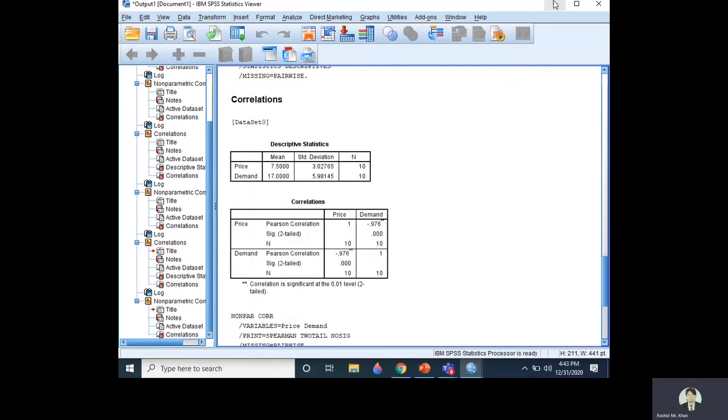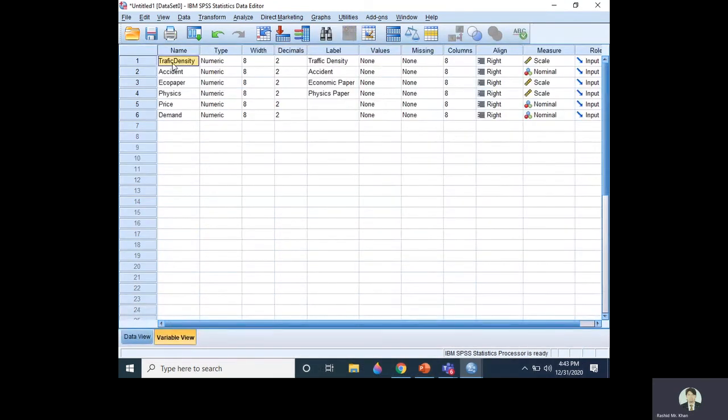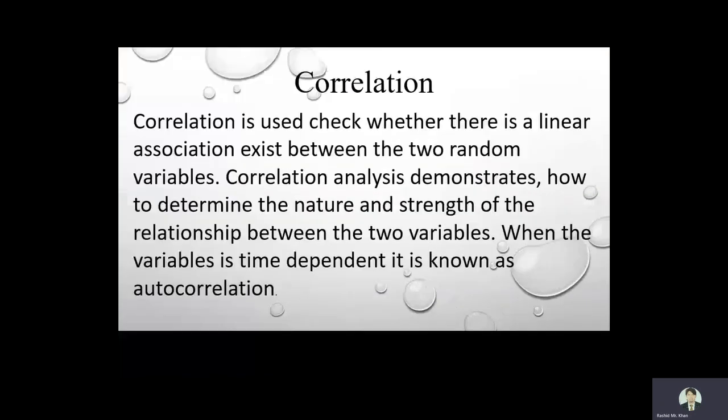So this was the video on how we can run correlation in SPSS. In the analysis of correlation we considered these six variables: traffic density, accidents, the economics paper, the physics paper, and price and demand, which are the other two variables. Correlation is used to check whether a linear association exists between variables, and it demonstrates how to determine the nature and strength of the relationship between two variables.